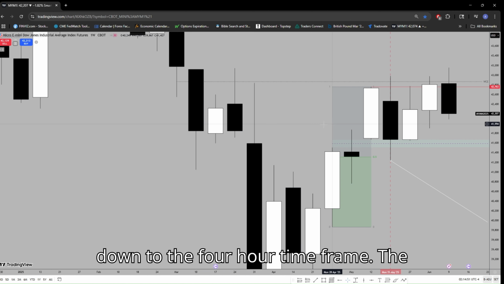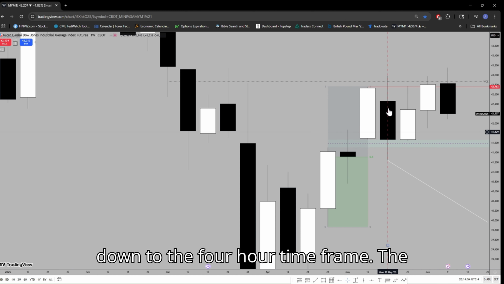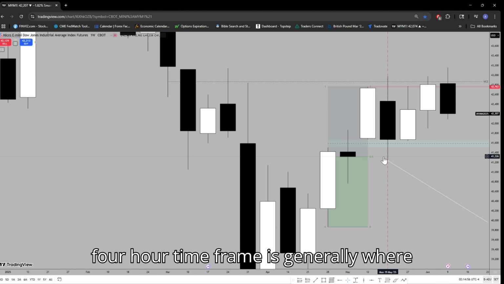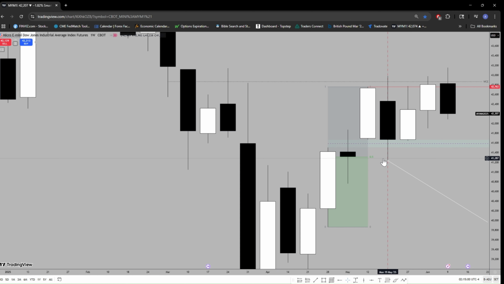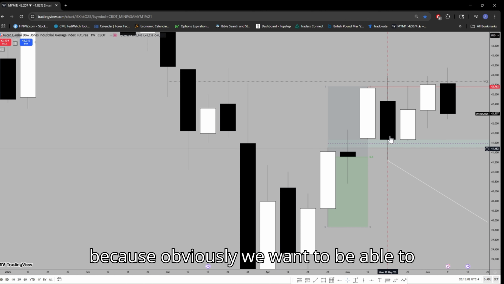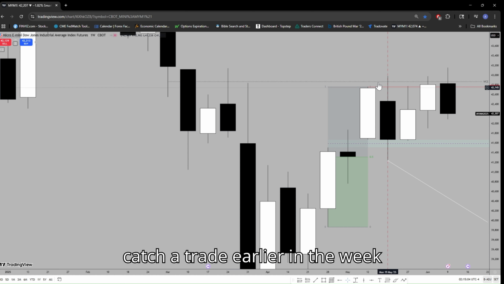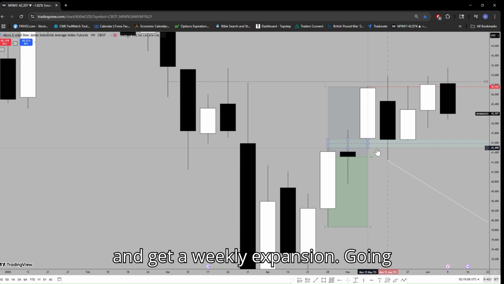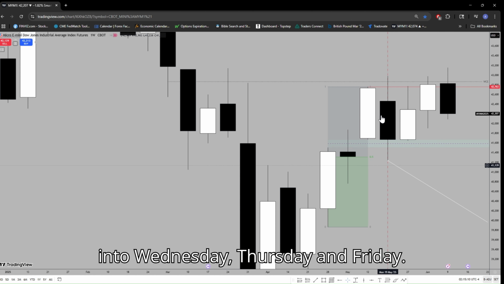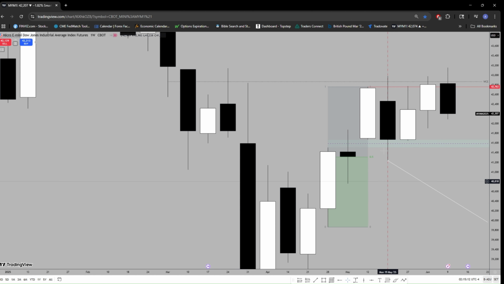So we're going to go down to the 4-hour time frame. The 4-hour time frame is generally where we would get our entry structure, because obviously we want to be able to catch a trade earlier in the week and get a weekly expansion going into Wednesday, Thursday, and Friday.